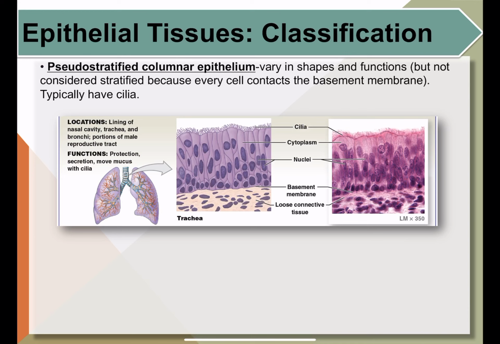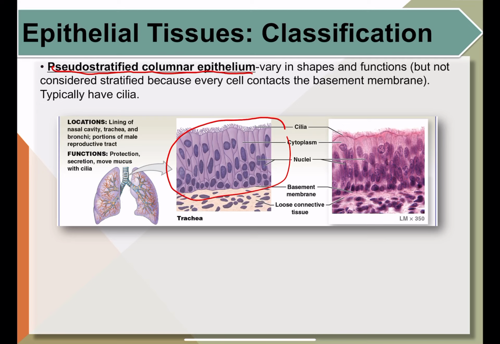This one is called pseudostratified columnar epithelium. This is due to the fact that its appearance looks as if it has multiple layers of cells, but they are in fact a single layer of cells where every cell has some kind of contact with the basement membrane. Even though it doesn't really look that way here, it is in reality in contact with the basement membrane.